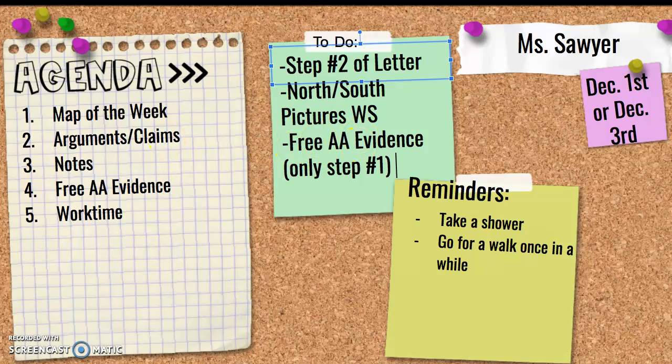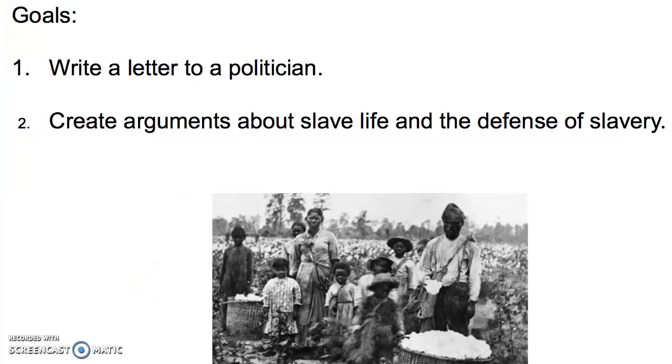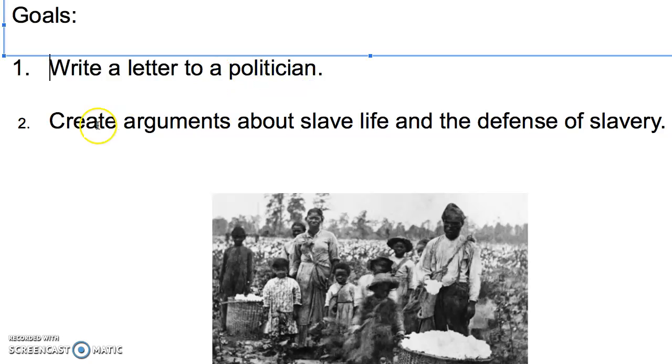Okay, so let's get started. A couple of goals in the next couple of weeks. One goal is that you're going to write the letter to a politician or the principal, and we've been talking about that. We're doing that in steps. And then the other goal is to create arguments about what slave life was like, what free African American life was like before the Civil War, and then what the arguments were to keep slavery at the time, because there were a lot of people who were, of course, interested in keeping the institution of slavery and argued heavily to keep it. So we're going to look at some of those arguments.